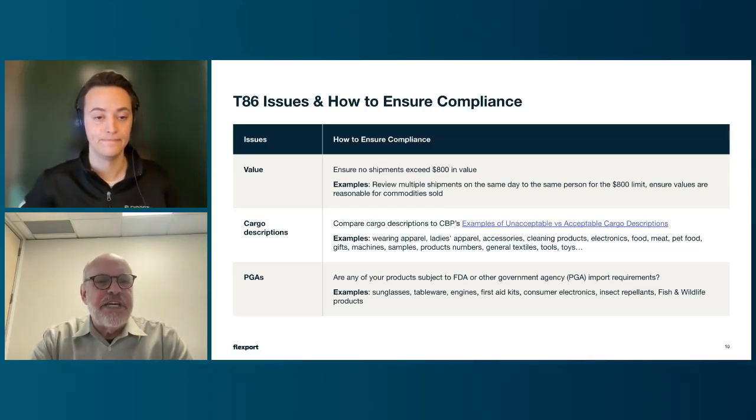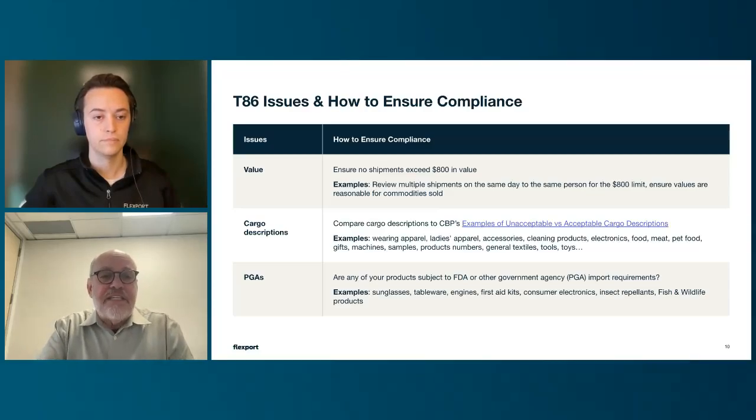The next one is the PGAs. PGA stands for Partner Government Agencies. These are the other government agencies that regulate imports and have requirements for imports. Now, this one's actually fairly easy for us as a broker to screen for in many cases because with the Type 86 entry, there's a requirement to file the 10-digit HTS numbers. So what we're doing is looking at those HTS numbers and looking to see if there's a flag for a partner government agency.